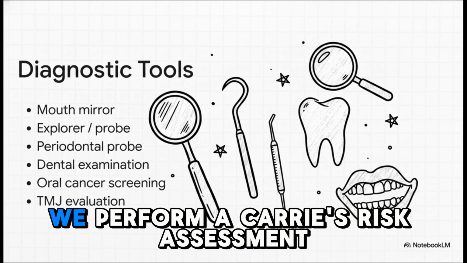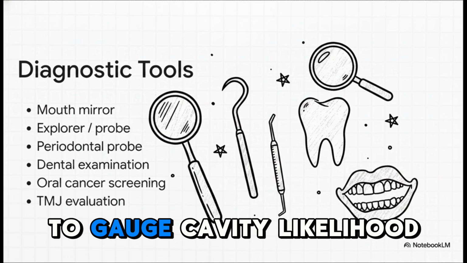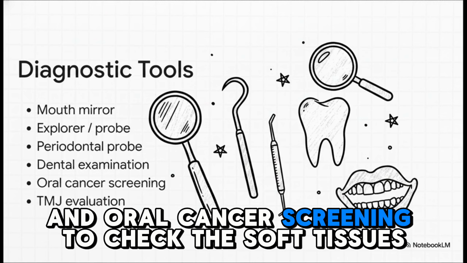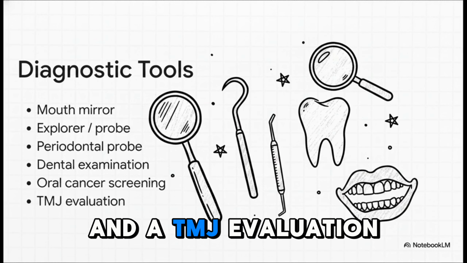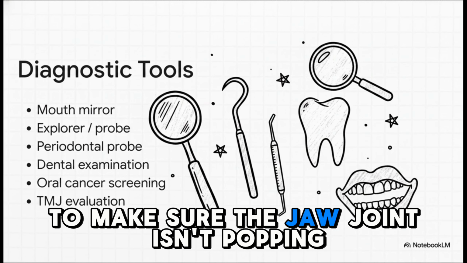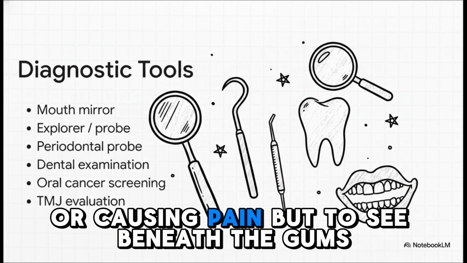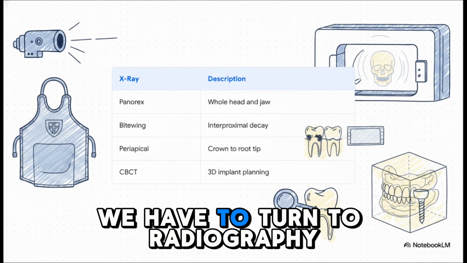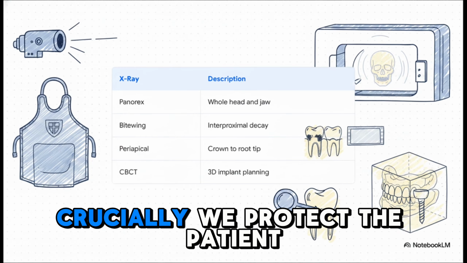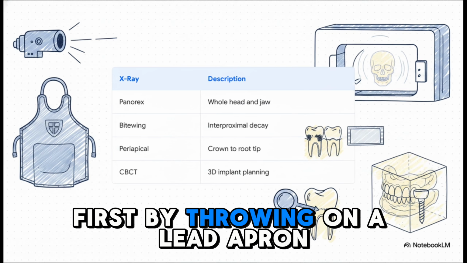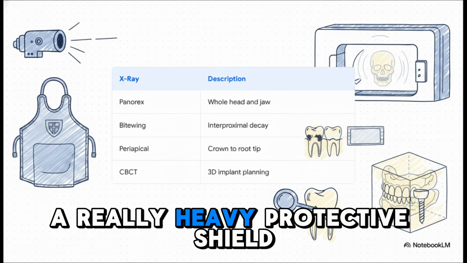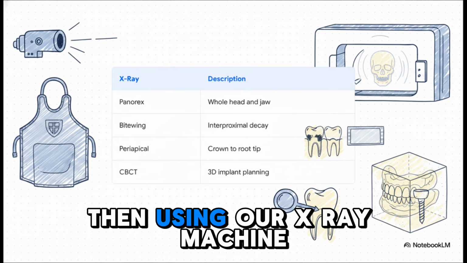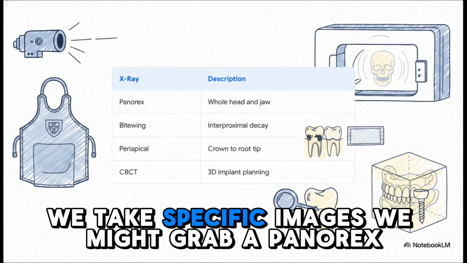Using all these tools, we perform a caries risk assessment to gauge cavity likelihood, an oral cancer screening to check the soft tissues, and a TMJ evaluation to make sure the jaw joint isn't popping or causing pain. But to see beneath the gums and actually look at the bone, we have to turn to radiography. Crucially, we protect the patient first by throwing on a lead apron, a really heavy protective shield. Then, using our X-ray machine, we take specific images.